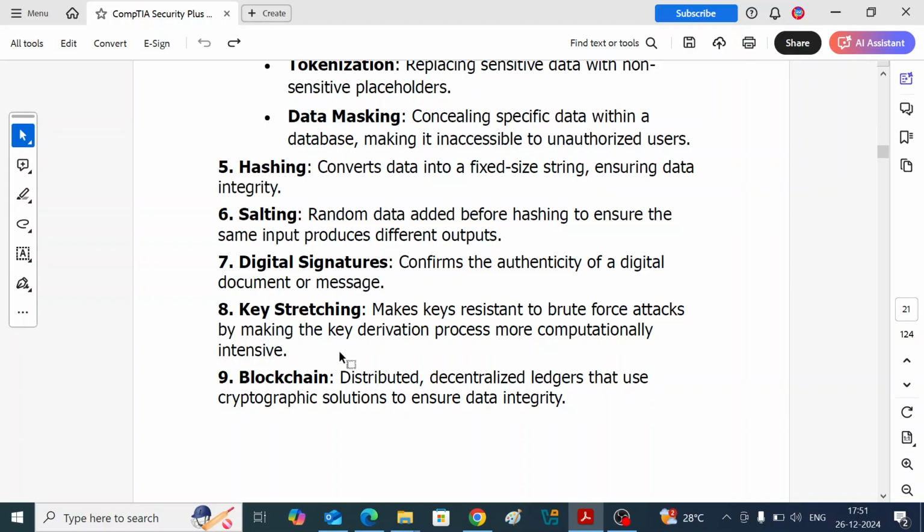Because with salting, only you know what characters have been added as a prefix to the text.